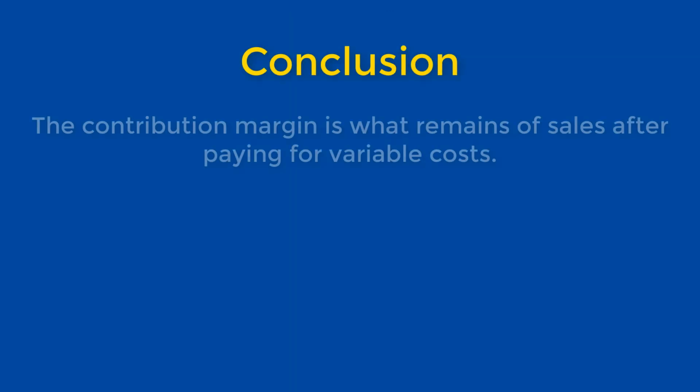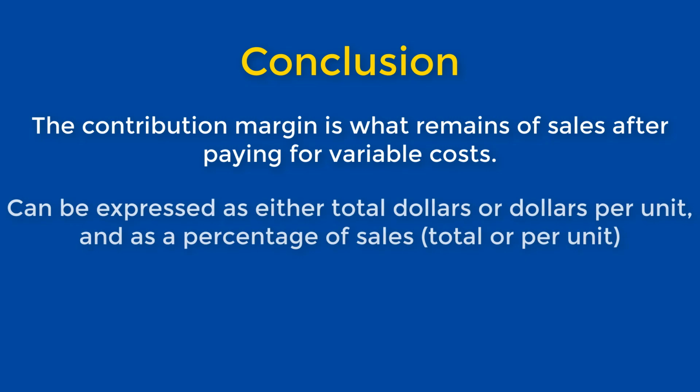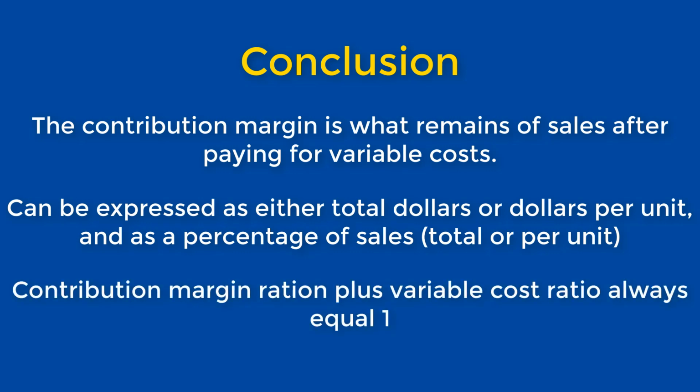In conclusion, the contribution margin is what remains of sales after paying for variable costs. The contribution margin can be expressed either in total dollars or in dollars per unit. The contribution margin ratio can be derived by expressing either of those as a percentage of either total sales or selling price per unit respectively. Since the price equals contribution margin plus variable cost, the contribution margin ratio plus variable cost ratio will always equal 1.